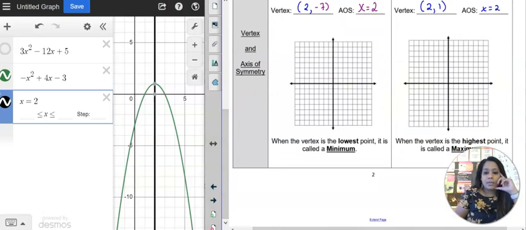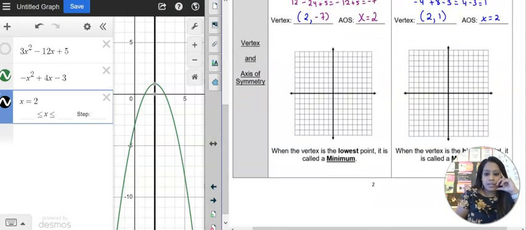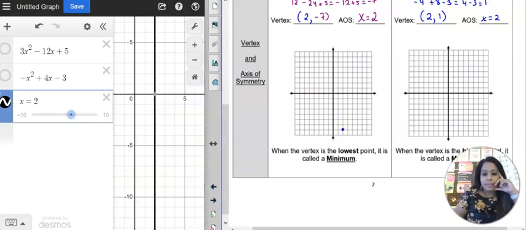So I'm going to quickly draw these on here to graph them. 2, negative 7: 1, 2, 3, 4, 5, 6, 7. And then it was going up. Okay, this little U shape, try your best. And then for this one, it was at 2, positive 1. And remember the graph is going down because A, my leading coefficient, is negative.